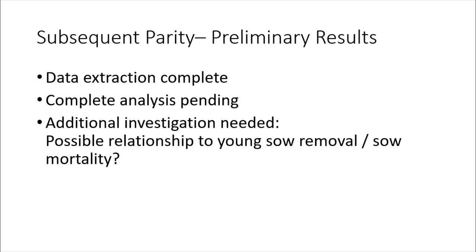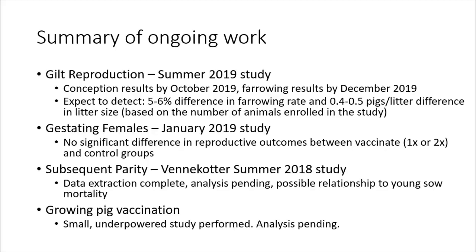When we look at the preliminary results of the subsequent parity study, we have completed the data extraction, and I will tell you there's enough data there for a full PhD project if anyone's interested. But we are in the process of completing that analysis. It's slow, it's arduous. We are working on that. One of the things that we have teased out of that and we need to investigate more closely and see if we can find some significance is it looks like there may be a possible relationship to young sow removal and mortality in these groups. I'm not sure. It's something we need to look at further.